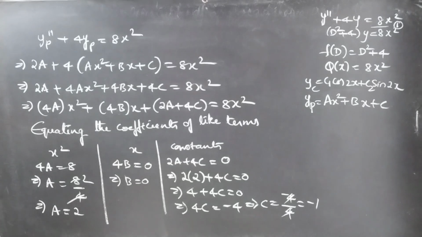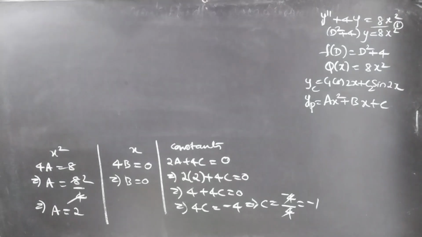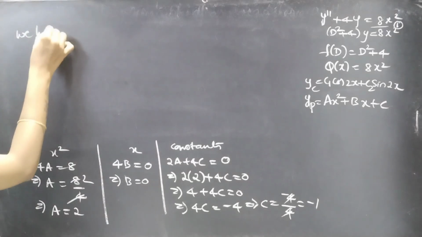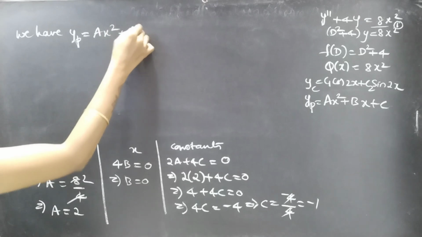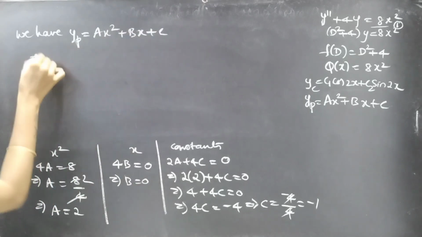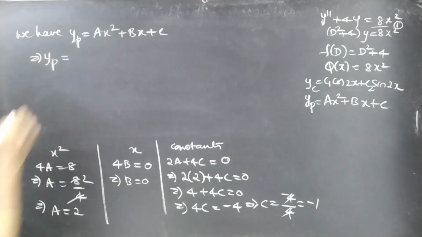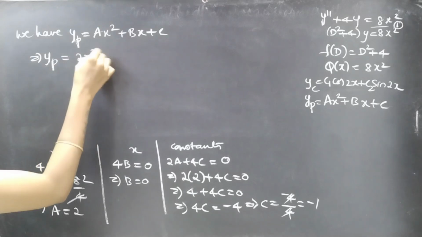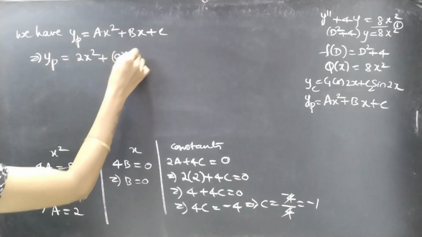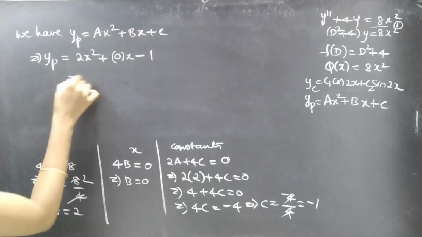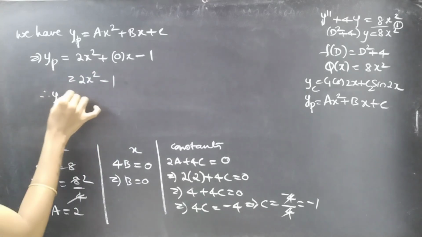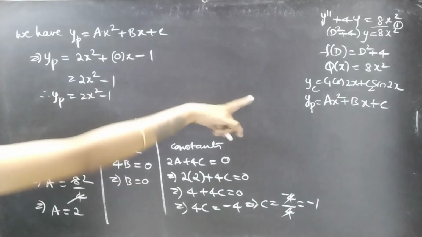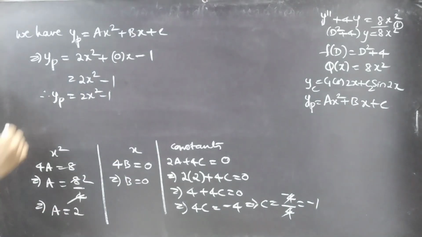Let's substitute these values in yp. We have yp = ax² + bx + c. Now substitute the values of a, b and c here. You'll get 2x² plus 0 into x plus c, which is -1, which gives us 2x² - 1. Therefore yp = 2x² - 1. We also have yc. Let's now find the general solution.